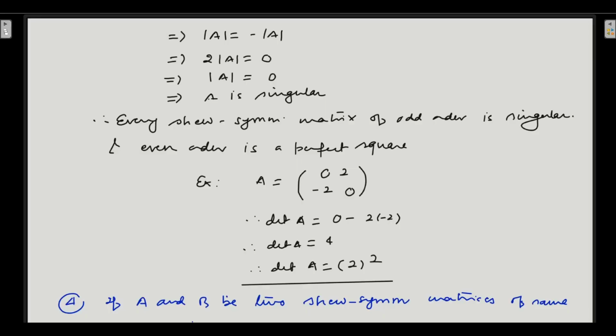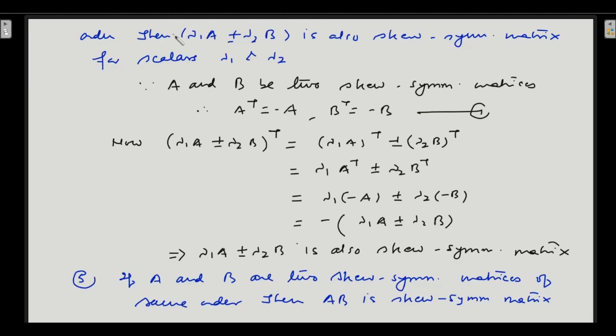And they are skew-symmetric also. They are skew-symmetric and of the same order. Then we have to prove that λ₁A plus minus λ₂B is also a skew-symmetric matrix for scalars λ₁ and λ₂. Now λ₁ and λ₂ are scalars. What does scalar mean? Scalars means constants. So λ₁ and λ₂ are constants over here, and we have to prove that this expression is also a skew-symmetric matrix. So let us start the proof.